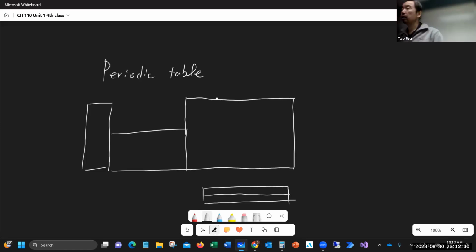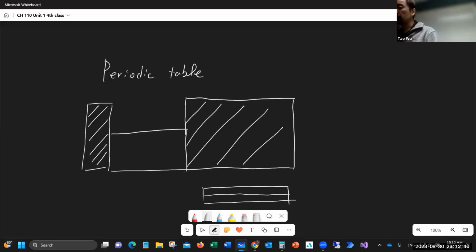And they are separated into several parts. This part, and also this part. We give them names. So this part, we give its name: this is called the A group, or people call this the main group. Either A group or main group, both are right.